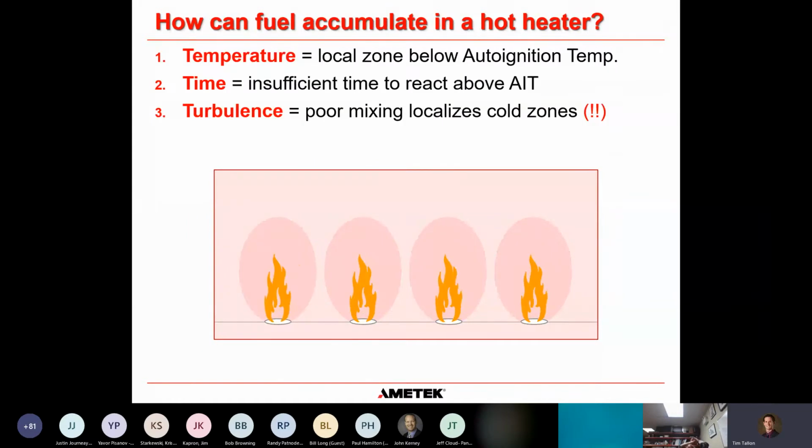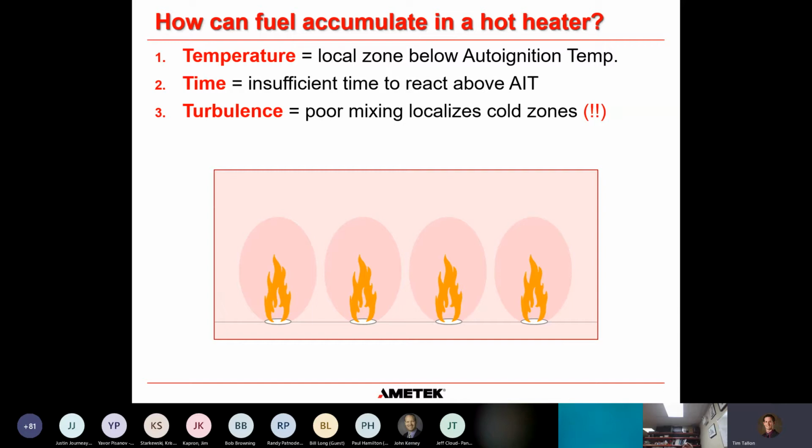So going back to the original question, how can fuel accumulate in a hot firebox, despite what equilibrium may tell you? It's really when you think about the 3 T's of oxidation. The temperature: if a local zone is below the auto ignition temperature, that's a concern for not having the methane react. 2, time: insufficient time above the auto ignition temperature. That's where the peripheral methane would react first, given it has enough time above the auto ignition temperature and the availability of oxygen.